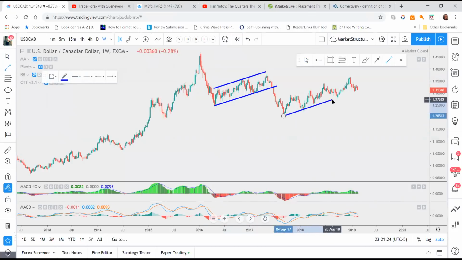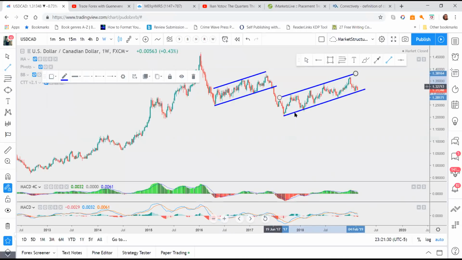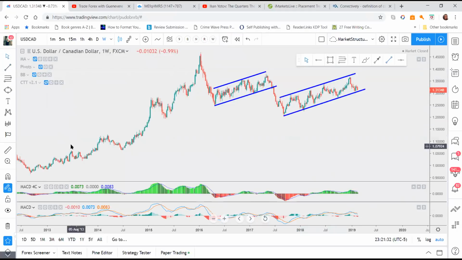This is my view of USD CAD. And remember how I said I like channels? Since we're on the weekly, how many pips do you think's inside each channel? So if you sold from the top and bought from the bottom each time, 600 pips.